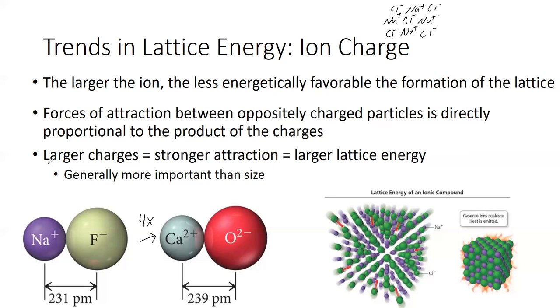The other thing is size. The bigger the atoms, the weaker the lattice energy. Because if atoms are small, they can come closer together, and according to Coulomb's law, that's a good thing. That's a favorable interaction. So the smaller the ion, the stronger the lattice energy.